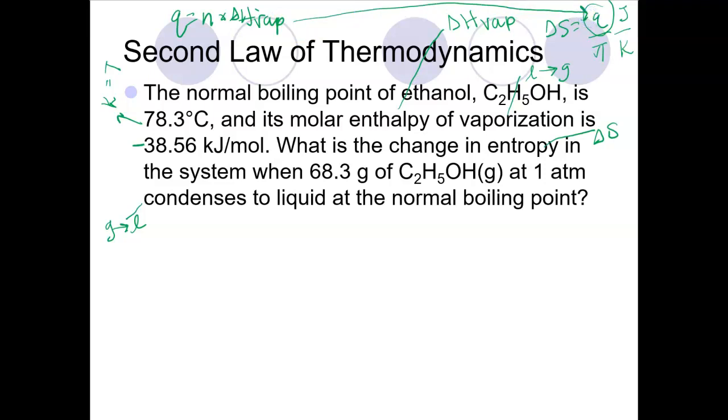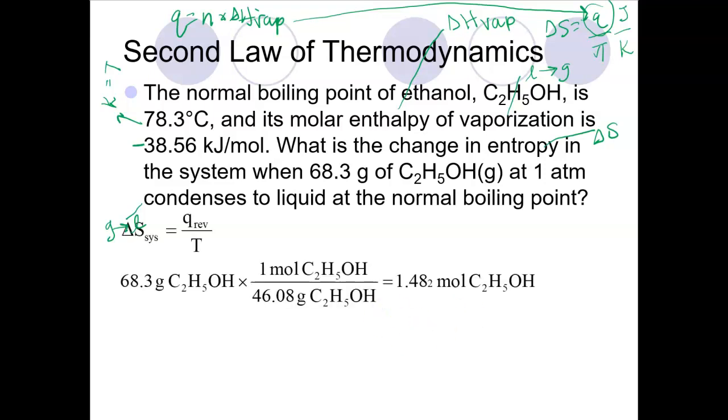That's not a problem. The question did not give us moles. It gave us grams. So we're going to have to do some really tricky math using the molar mass of ethanol to convert to moles. So I took 68.3 grams of the ethanol and used the molar mass of ethanol to convert it to moles of ethanol. Okay, so I got moles. I have N.